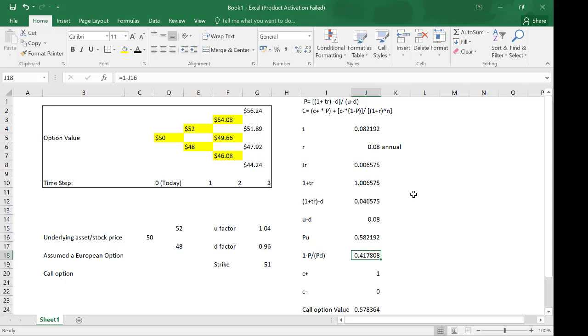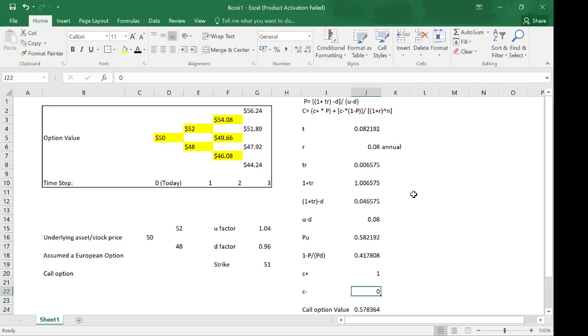Once this is out of the way, we need to calculate the payoffs. As you can see, this is a call option. If the stock price is at 52, it is definite that we'll be exercising the call option, because the call option gives us the right to buy the stock at 51, and there's a 1 rupee or $1 benefit. So the payoff is: strike price is 51 and the stock price is 52, so stock price minus the strike price, which is 1.